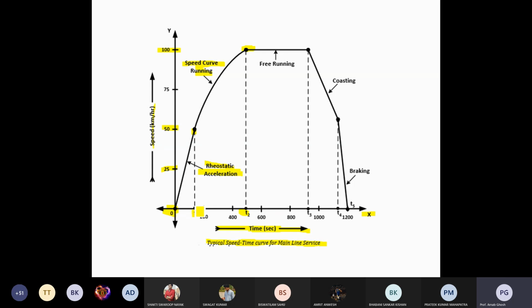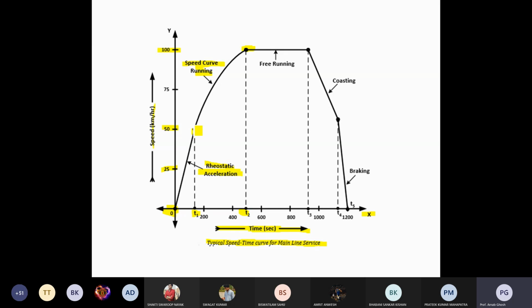130 second, you can understand, you can also calculate the time constant. Due to the moment of inertia, the dead load, the loading of the train as well as the inertia of the entire system, it will take some time, around 130 second, to reach the maximum value. Again it will take another time, more or less 500 second. 500 second means how many minutes, divided by 60. So that will take some time to reach the speed curve running.